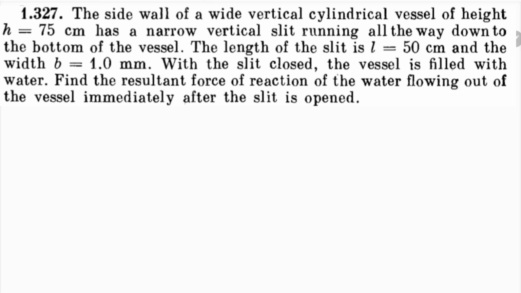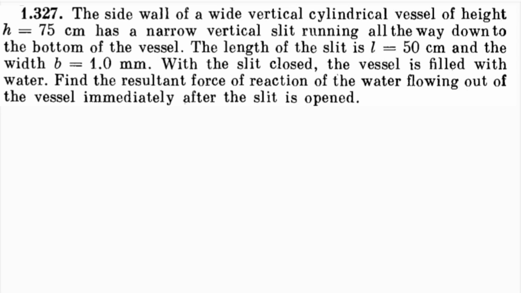So we are dealing with the 10th problem in this series, and the 10th problem in this series is problem number 1.327. The problem is stating the side wall of a wide vertical cylindrical vessel of height 75 cm has a narrow vertical slit running all the way down to the bottom of the vessel. The length of the slit is L equals 50 cm and the width being 1.0 mm. With the slit closed, the vessel is filled with water. Find the resultant force of reaction of the water flowing out of the vessel immediately after the slit is opened.